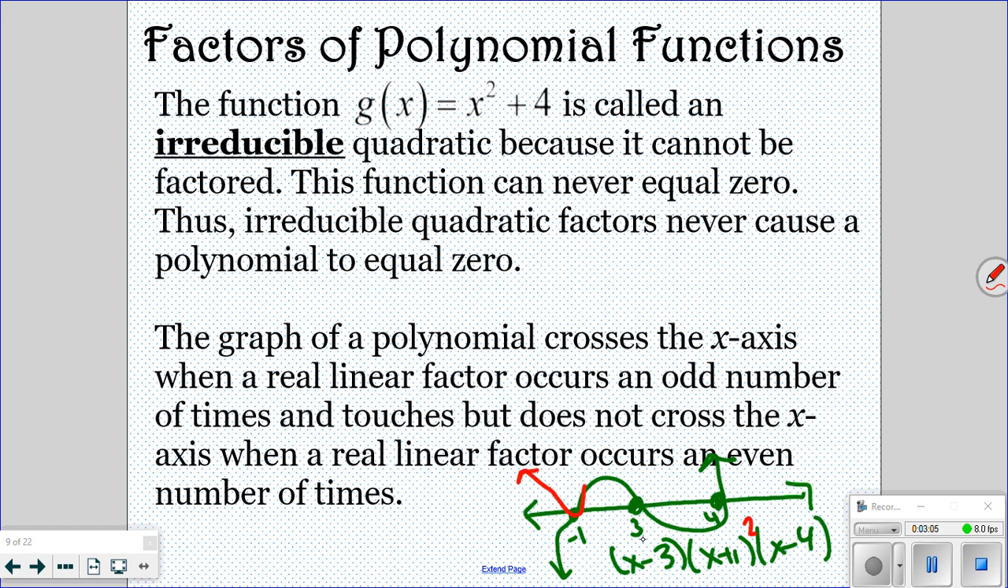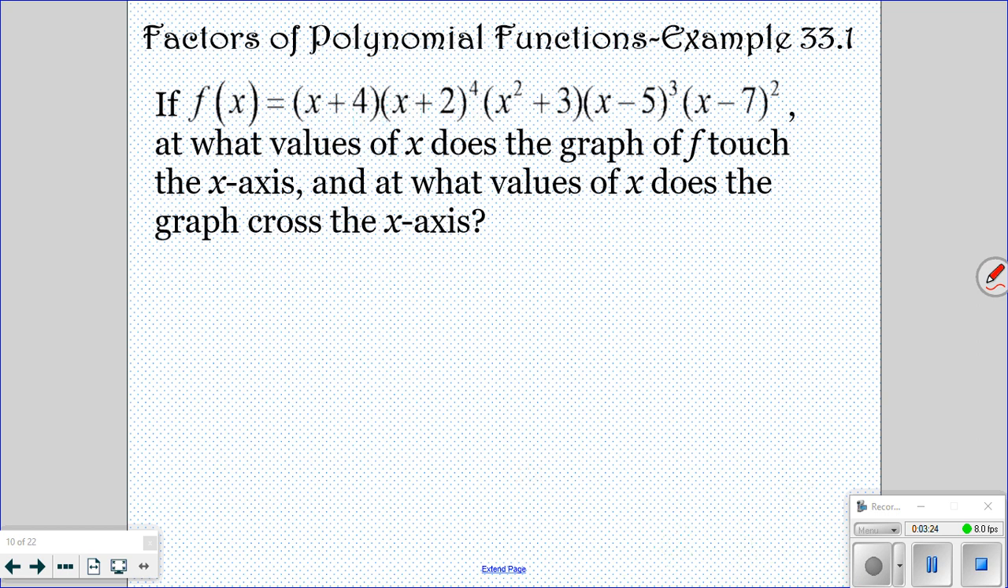So if it occurs an odd number of times, so x minus 3 is to the first, that's an odd number, it's going to cross the x-axis. Same thing with the x minus 4, it's going to cross the x-axis. But if it occurs an even number of times, like this 2, then it's going to touch it and bounce away. Okay, so you need to remember that.